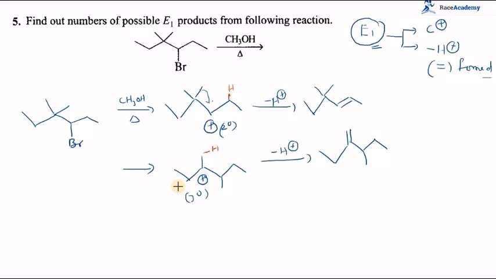Likewise, suppose a hydrogen from here is removed, then what will happen? How the product will look is nothing but here the double bond will come, and this is the remaining group as usual. And another possibility is there.